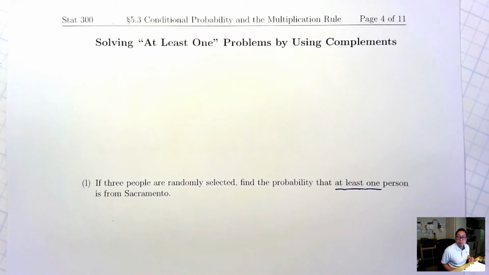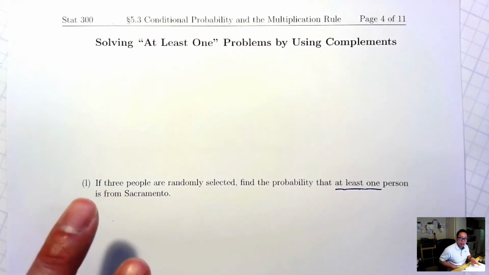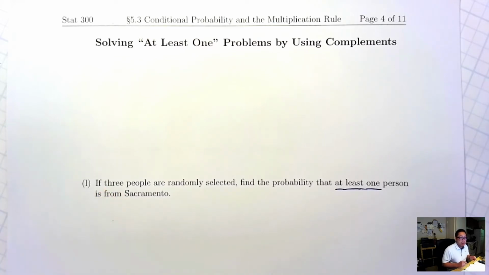It could mean 2 people are from Sacramento, right? There's many possibilities there also. It could mean that the first 2 are from Sacramento and then the third person is not. It could mean the first and last person is from Sacramento and the middle person is not. It could mean the last 2 are from Sacramento and the first person is not. So if you're going to calculate at least one directly, you would have to take into account all of those possibilities, calculate the probabilities separately and then add them up. Okay, that's the hard way to do it. So we're not going to do it that way. We're going to use the complement.